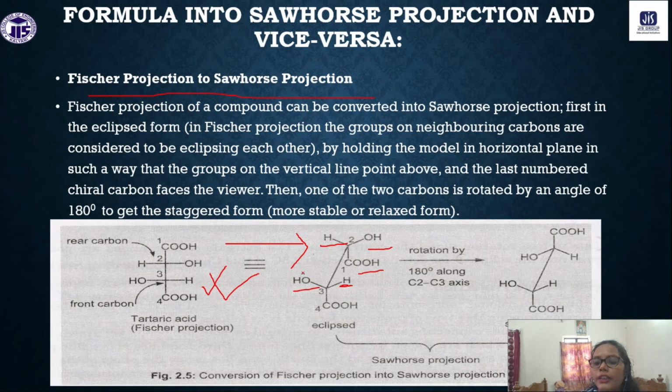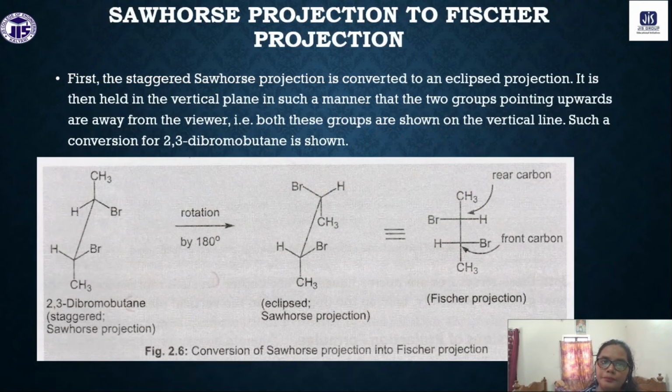Now if we rotate by 180 degrees along the C2 and C3 axis, this axis, okay, then the COH will go upside, right? And what will happen, the OH will come here and the hydrogen will come here, right? So these are some of the conversions from Fischer projection to Sawhorse projection.